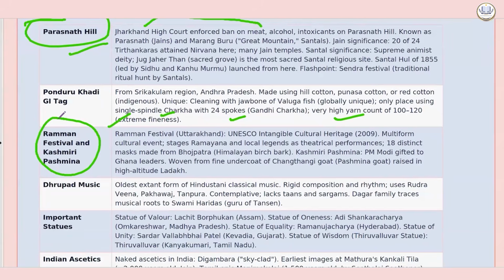Then we have the Hilljatra Festival and Kashmiri Pashmina. Hilljatra Festival, Uttarakhand, is not UNESCO-listed; it is a multiform cultural event that stages the Ramayana and local legends, a theatrical performance. Then we have 18 distinct masks made from Bhojpatra, Himalayan birch bark.